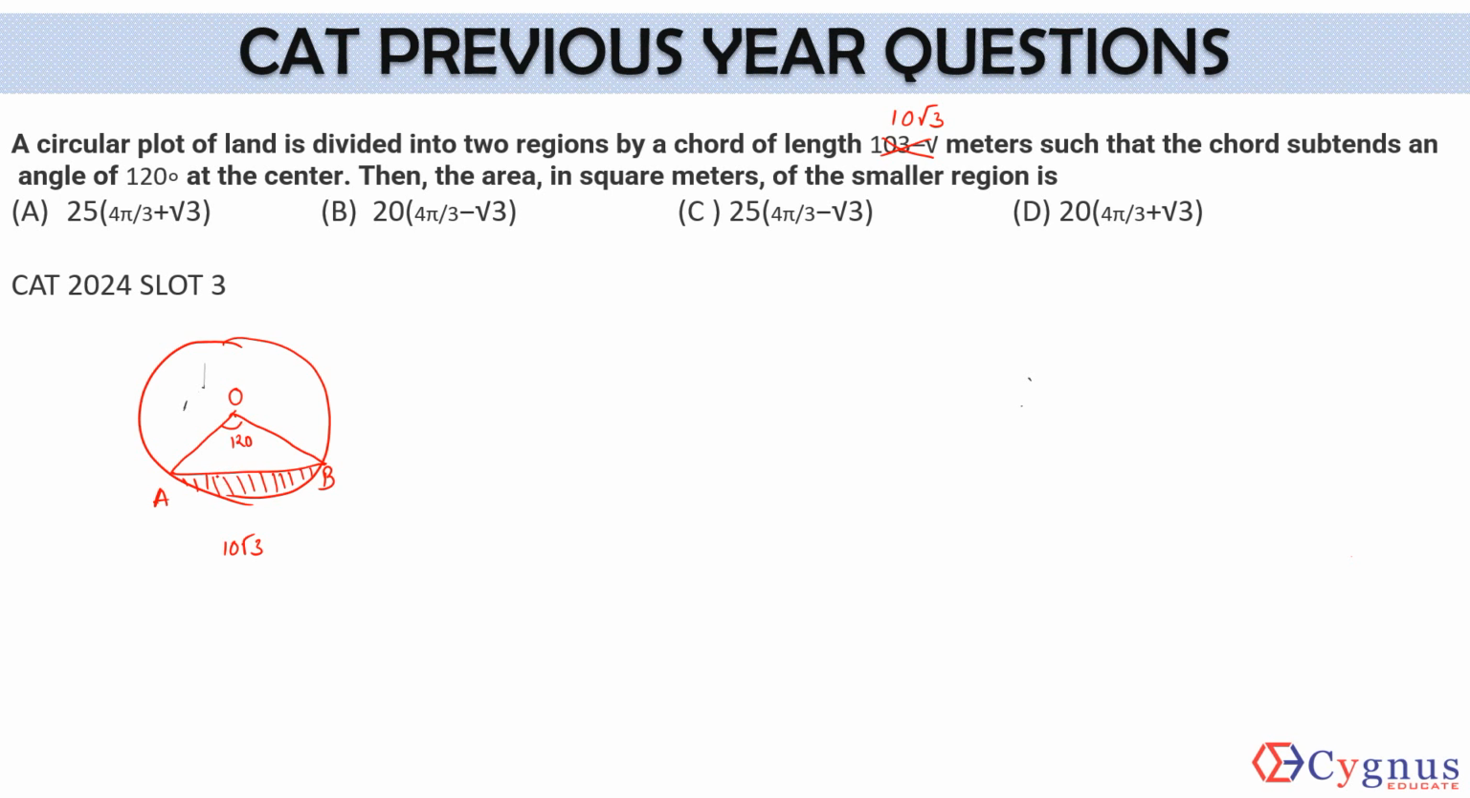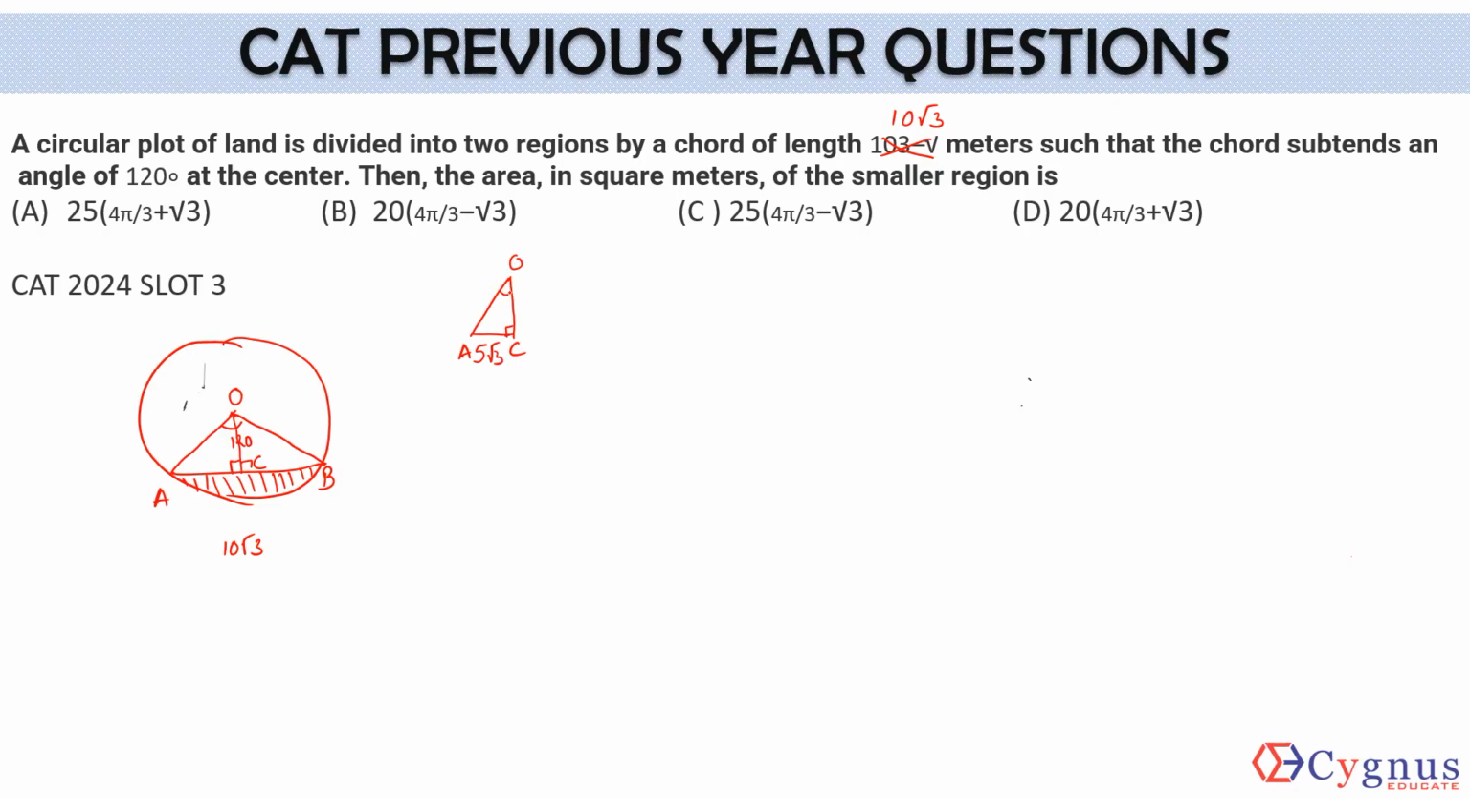The only thing given here is the length of the chord AB. We know that if we drop a perpendicular from the center on a chord, it will always bisect the chord. So let's say this point is C. This is C, this is A, this is O. I dropped a perpendicular, and this perpendicular will definitely bisect the chord. The length of the chord was 10 root 3, so this AC will become half of that. This is 5 root 3.